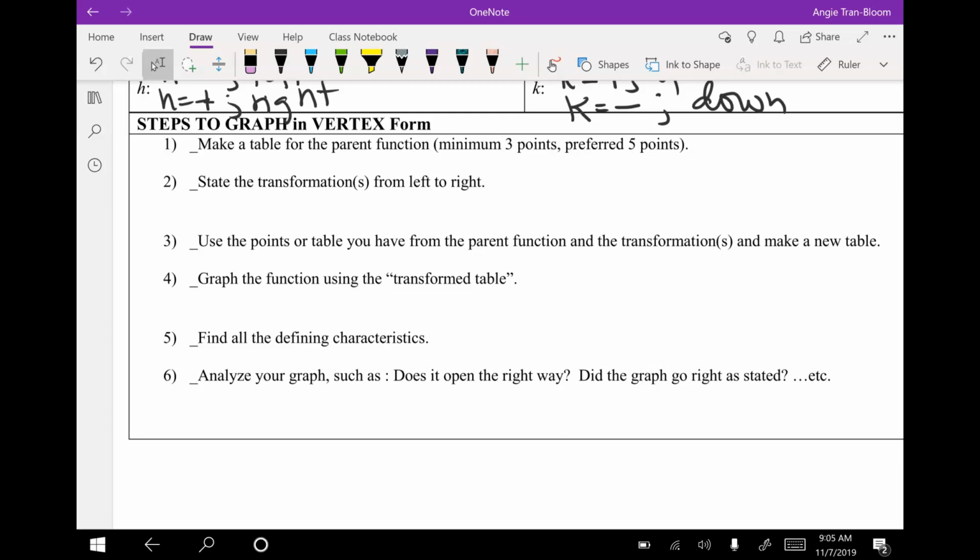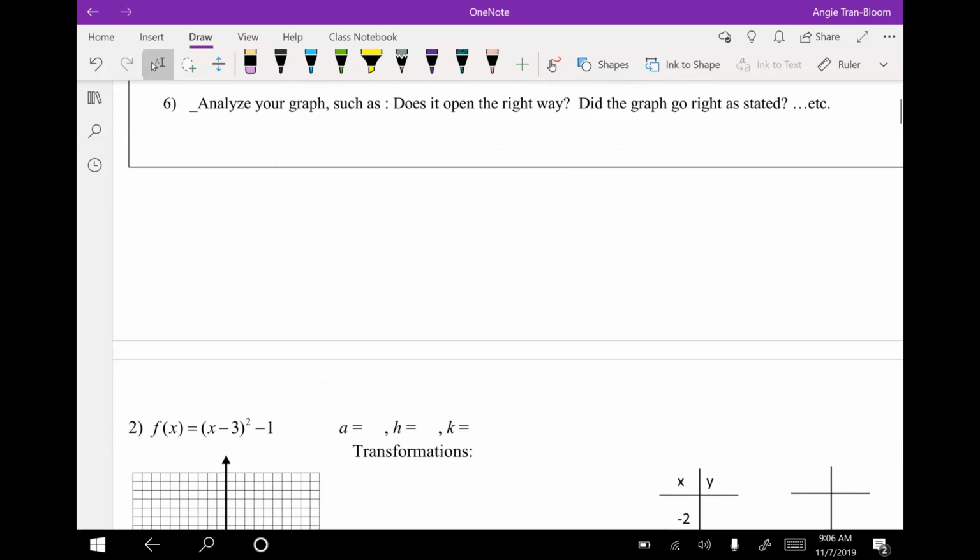Analyze your graph, such as does it open the right way? Did the graph go right as stated? Okay, so you know what happens? Sometimes on your transformation, spelling or verbally stated, you say, go right by 5. And then on your graph, you actually went left. So you always want to analyze, okay? Did you state it, the verbiage of your transformation, does it match up with your graph? Okay, so always just quickly glance at that.